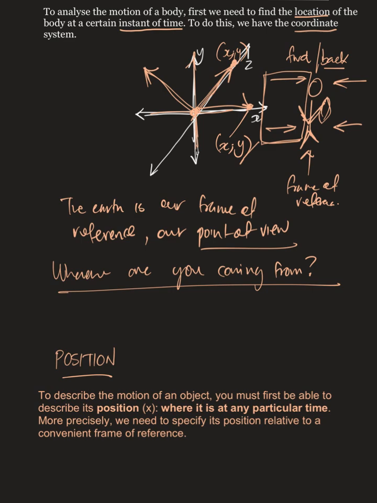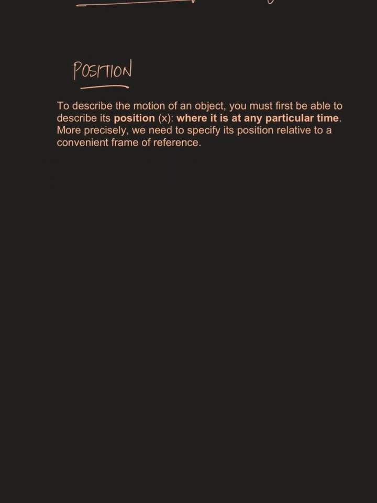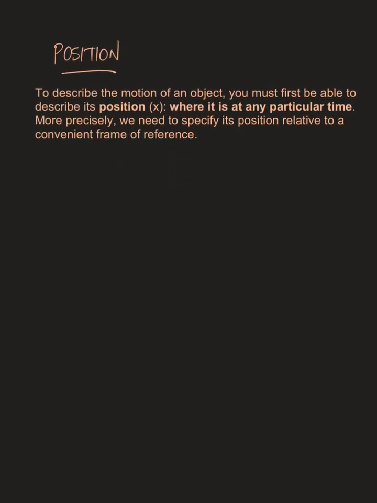Right. The next thing we're looking at is position. When we look at position, to describe the motion of an object, you must first be able to describe the position, which is where it is at any particular time. The position, where it is at any particular time. That's what we need to know. More precisely, we need to specify the position relative to the correct frame of reference. So when I talk about the position, I want to measure a location from a point of reference.